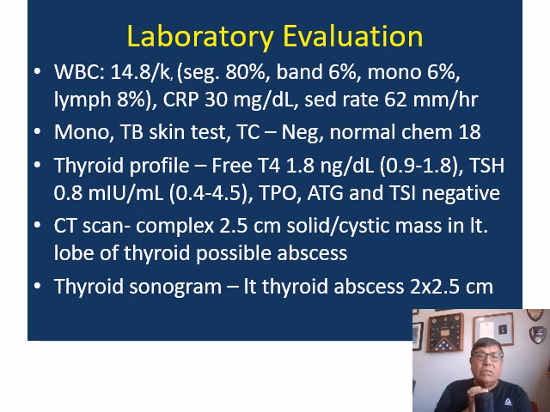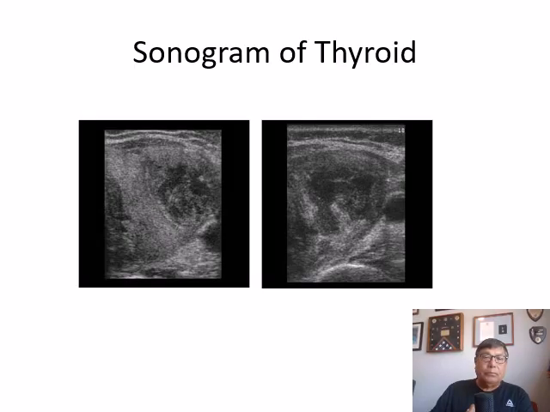A CT scan was done, which shows about a 2.5 centimeter solid cystic mass in the left thyroid, possibly an abscess. A thyroid sonogram was done, which is pretty much the same, suggesting an abscess of the same size also. You can see the left side; the sonogram shows it.